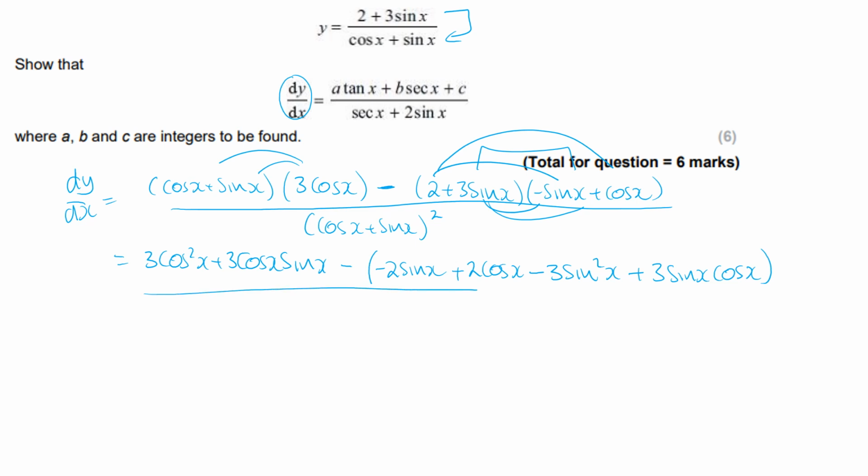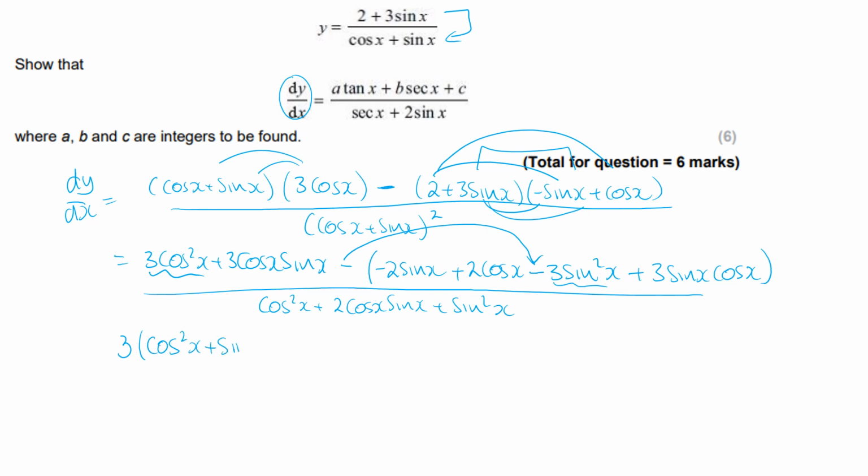And then again, we're just all over our cos x plus sin x squared. Let's square that out. It's cos squared x plus 2 cos x sin x plus sin squared x. Okay, so we've got 3 cos squared here, and when this minus goes in here, we're going to have another 3 sin squared. So if I put those together, I can take 3 out as a common factor and have cos squared x plus sin squared x, and cos squared x plus sin squared x is 1, so I'm just really going to get the number 3.